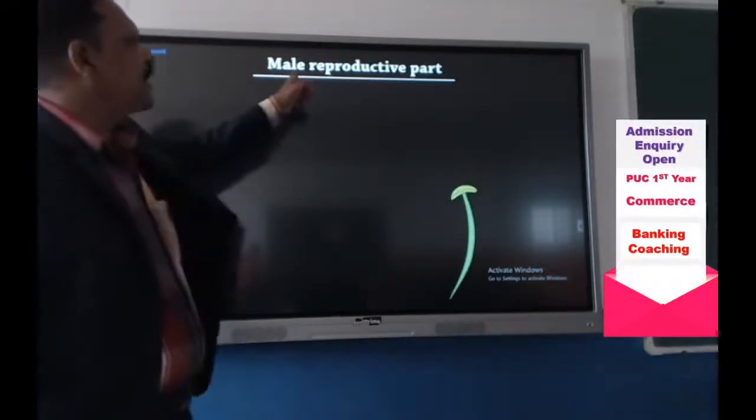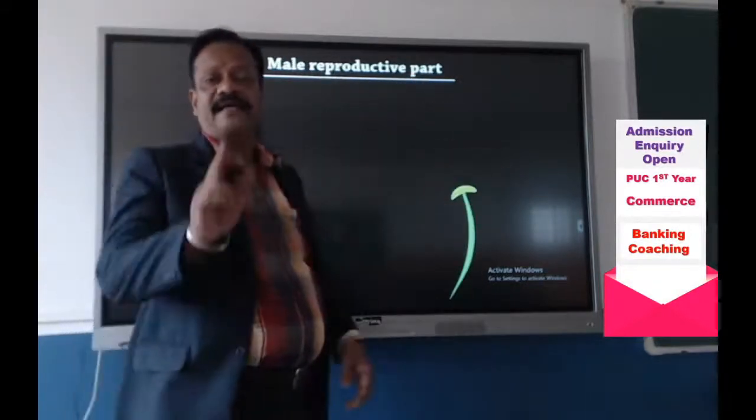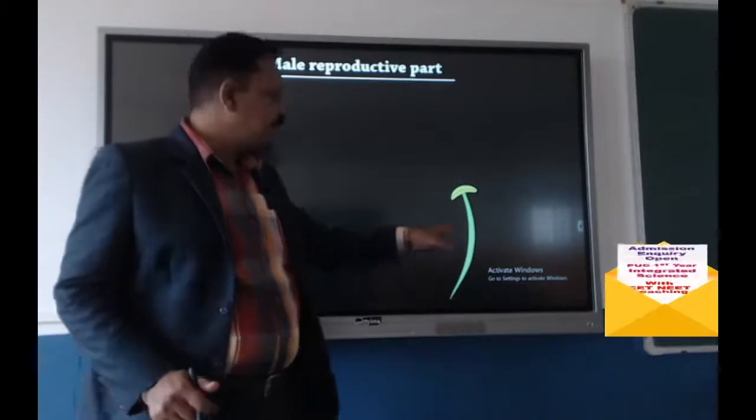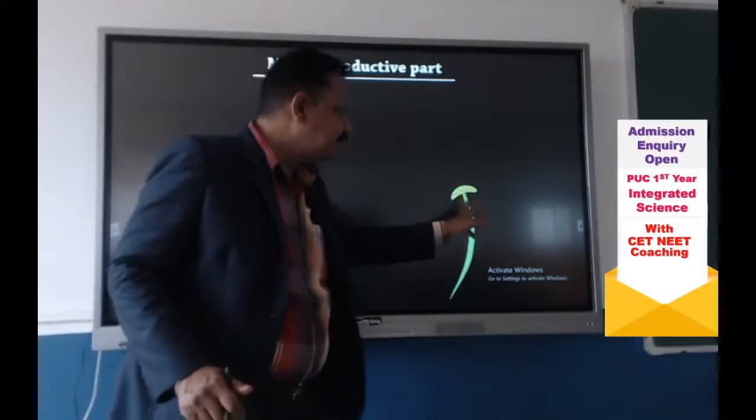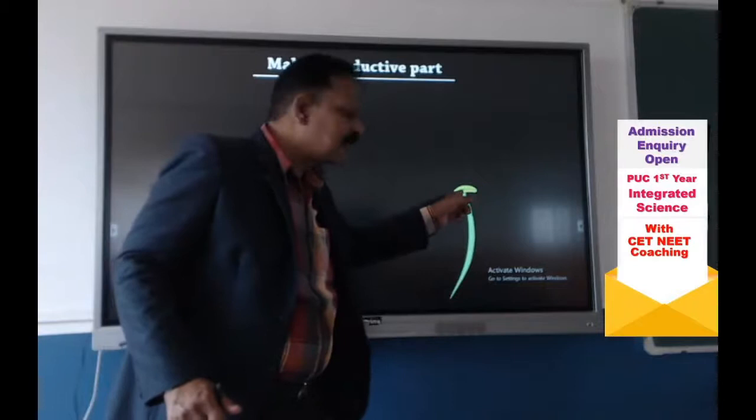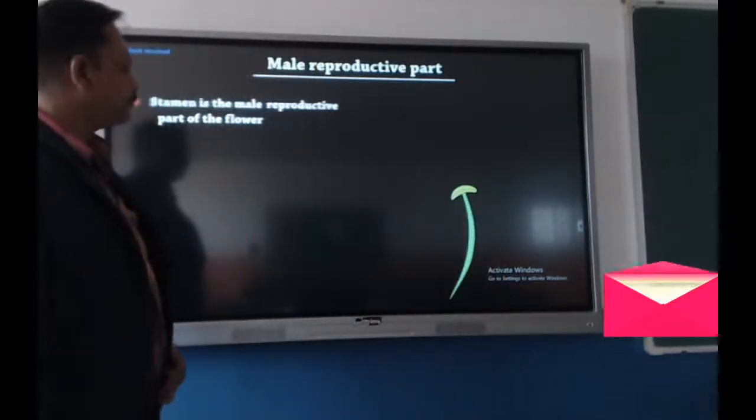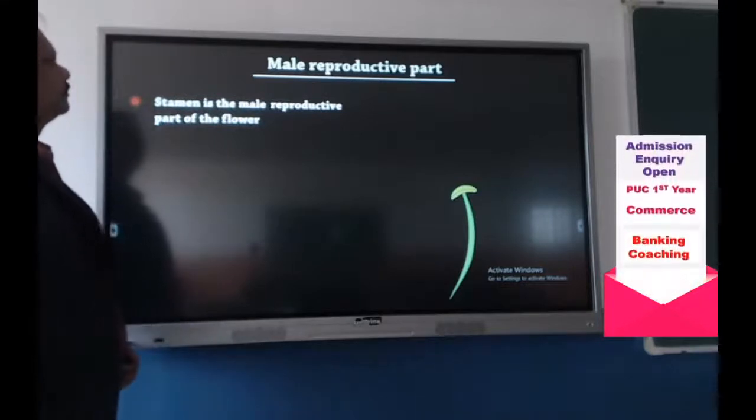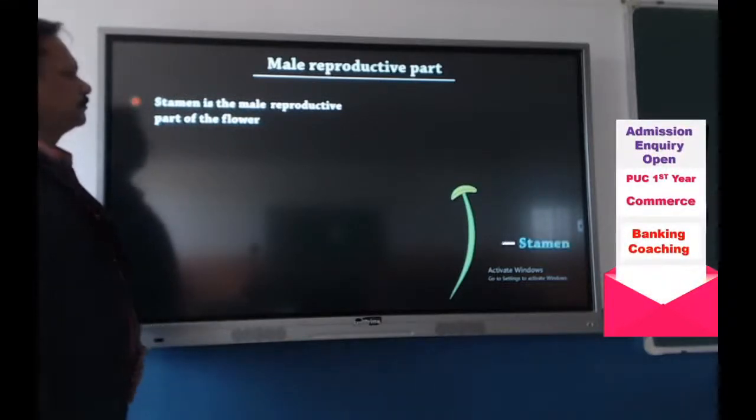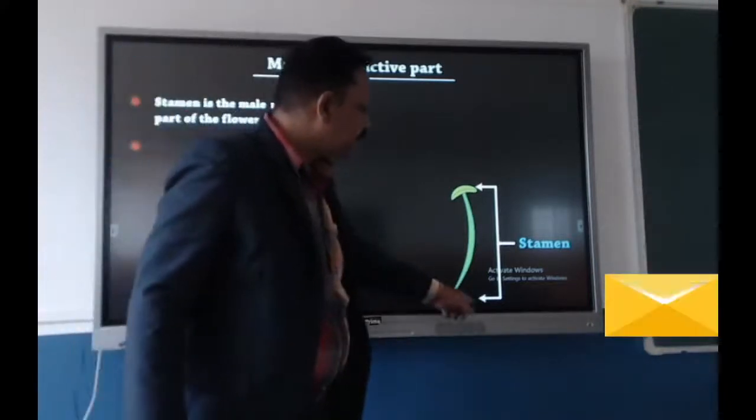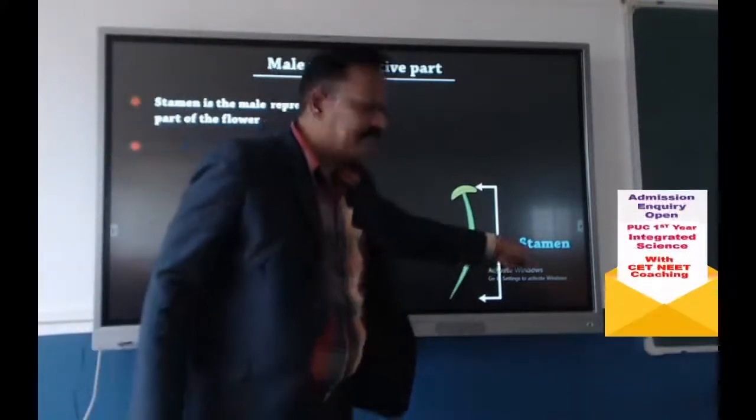Now you are studying the male reproductive parts in the flower. In the androecium you are observing, this is the anther and this is the filament, and these contain pollen grains. Just see to it. Stamen is the male reproductive part of the flower. The total body you are calling a stamen.